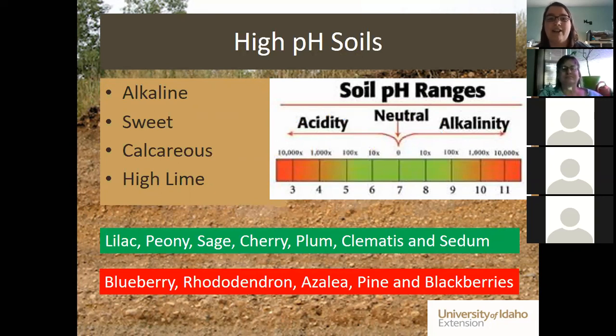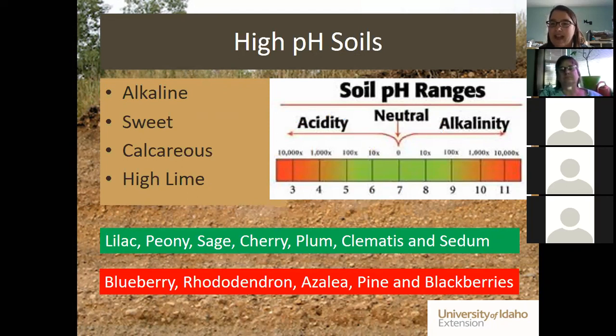Calcareous. The reason that our soils have a high pH is because they have a high calcium content in the soil, so that's where calcareous comes from. Or high lime. Lime is a form of calcium, and so they might use that phrase. So soil pH neutral would be 7. And a lot of plants like to be right there at 7. Nature kind of likes to be in the middle of that soil pH range.